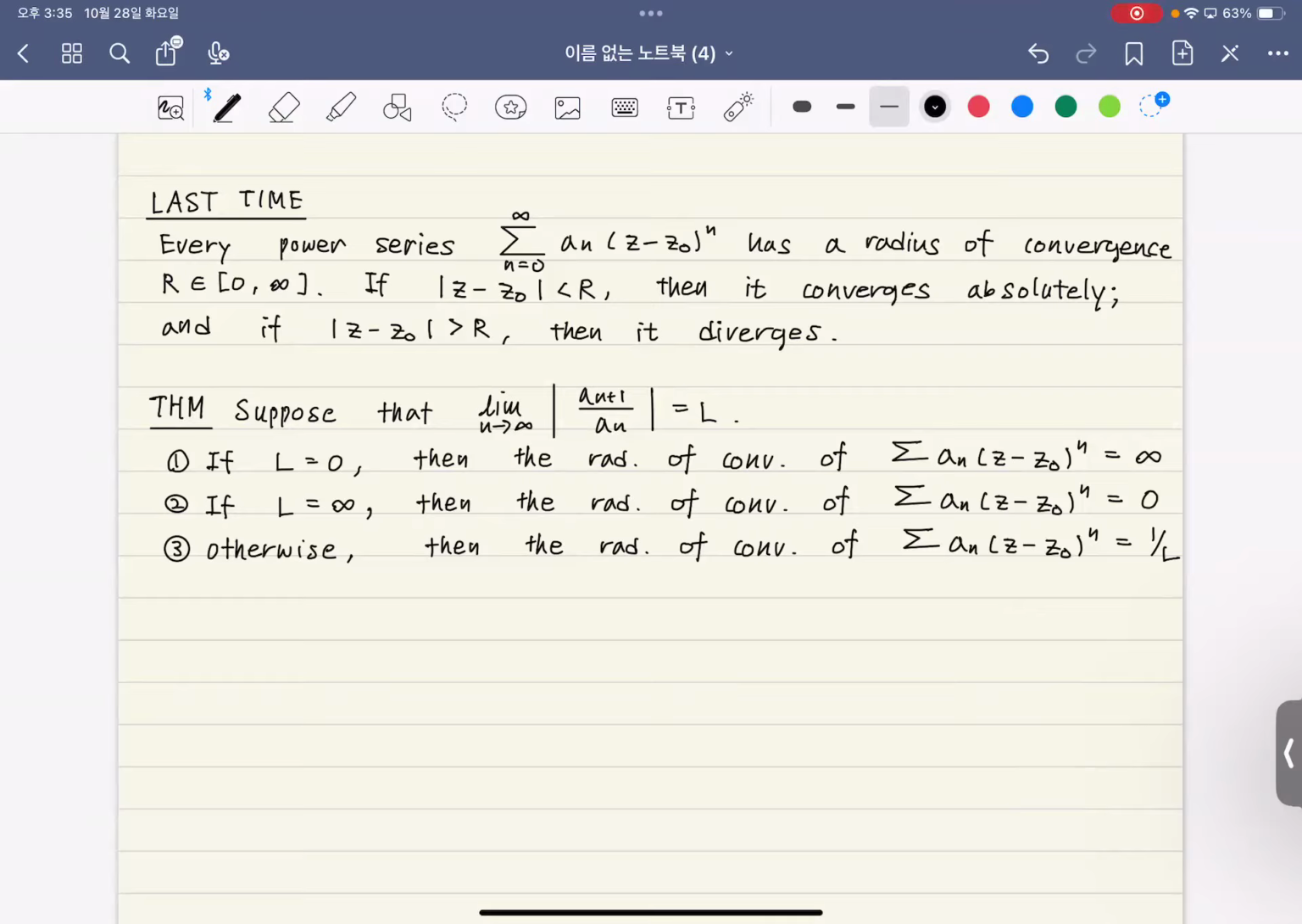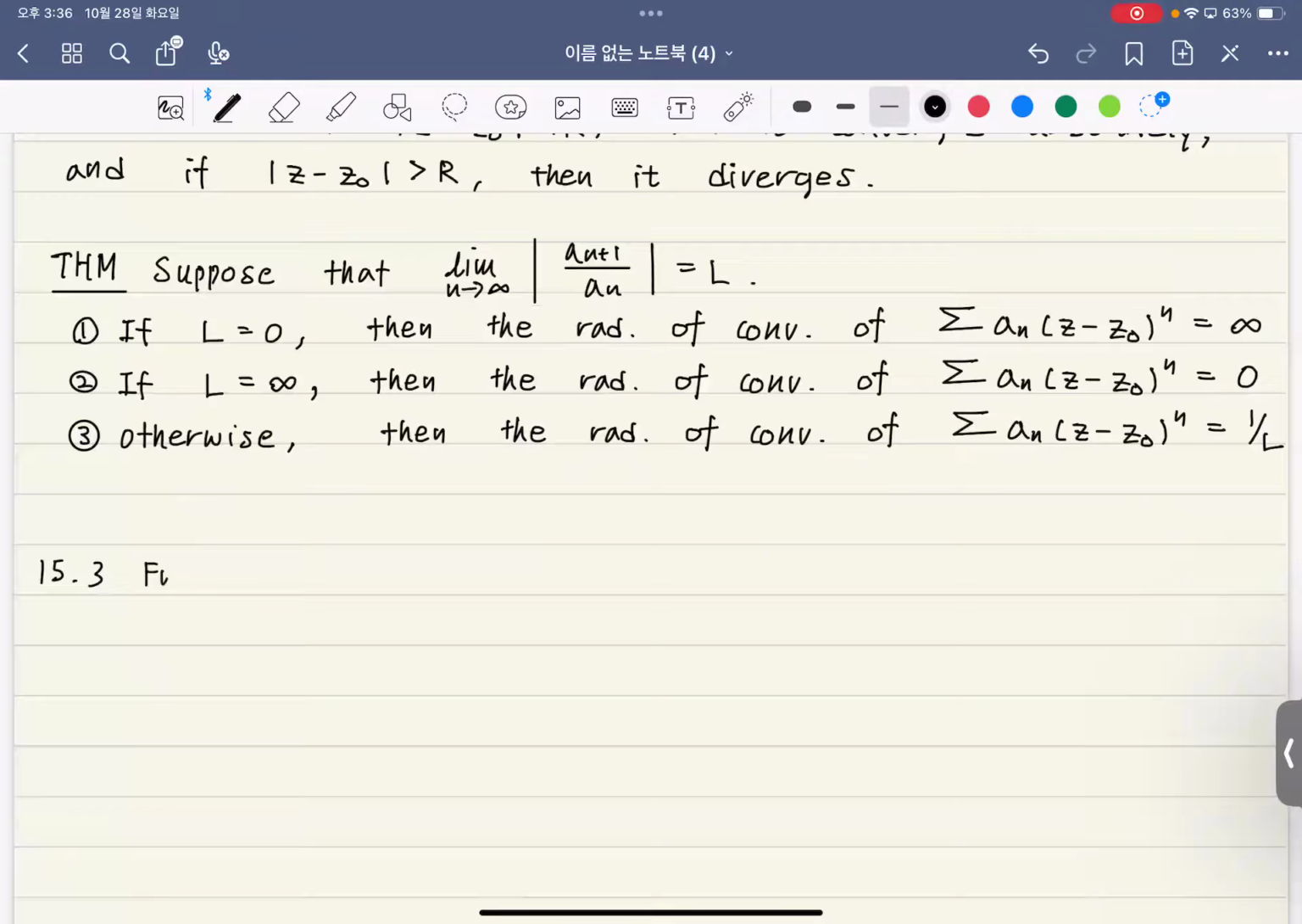Otherwise, if L is some number between 0 and infinity, then your radius of convergence is just 1 over L, the reciprocal of L. So how do I know that? This is not a horribly complicated exercise. I guess you can easily convince yourself of the proof of the theorem. So let us just take this for granted, and we will move on to the next section, which is 15.3, the functions given by power series.